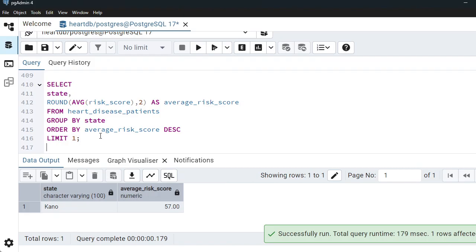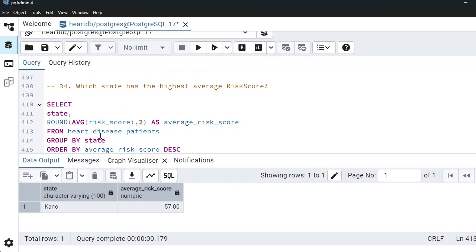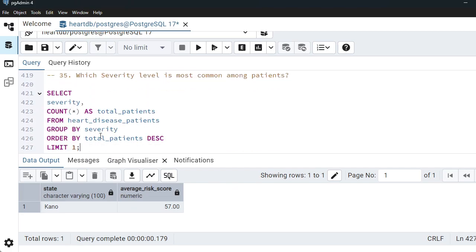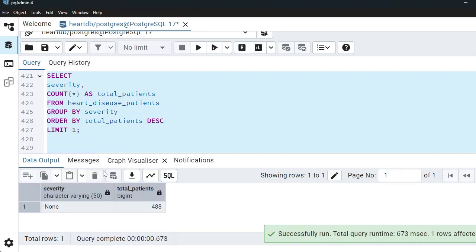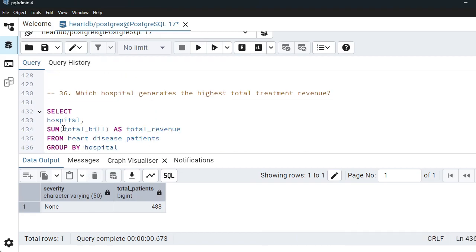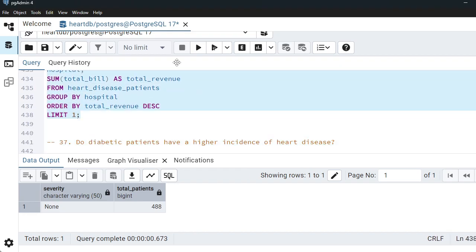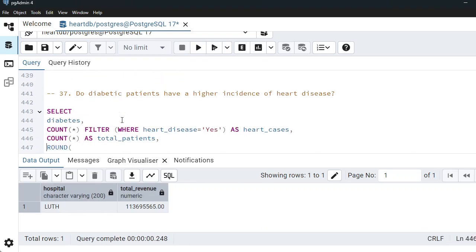Right. So now we have the Kano. The question says we should find which state has the highest average score. So Kano is the one that has the highest average score. Now, which severity level is most common among the patients? If you run this, I want to see the rates that are common among them: it is none. Then, which hospital generates the highest total treatment revenue? These are the LUT. LUT generates the highest revenue, right?